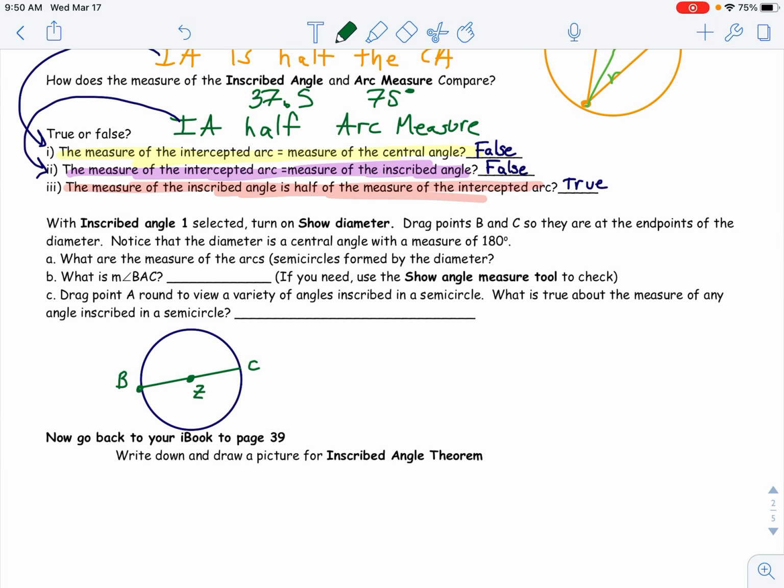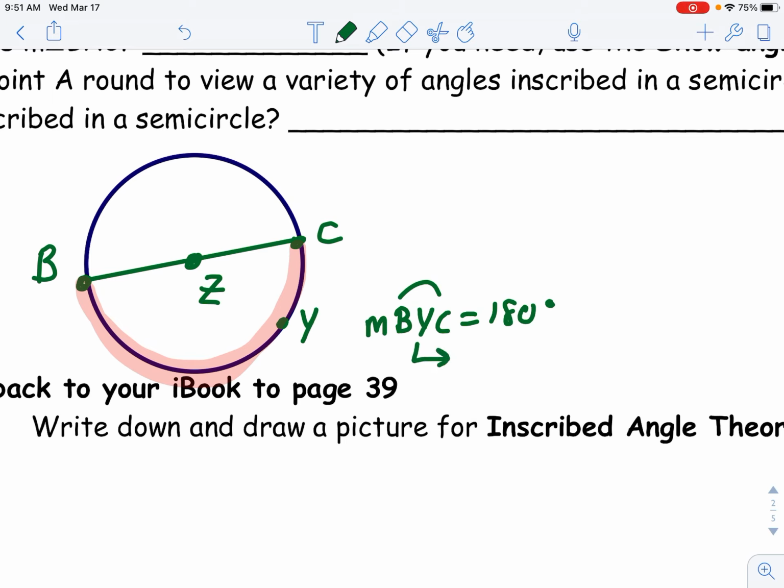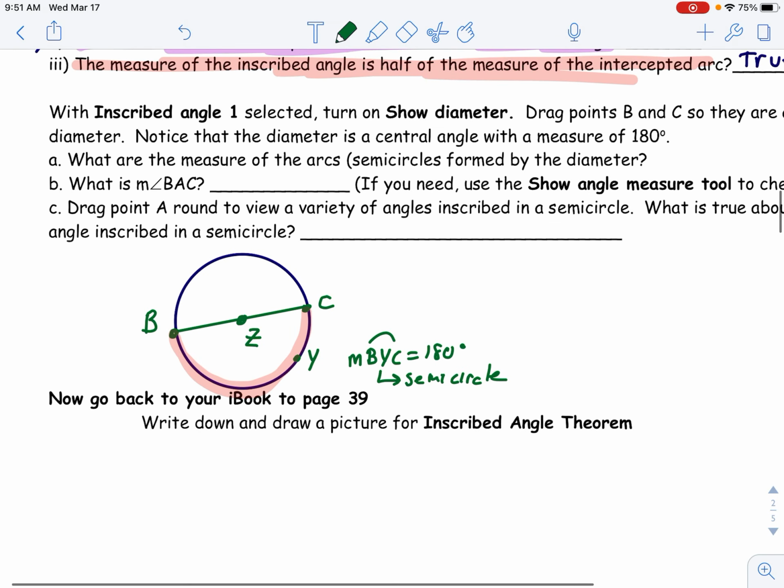So something to talk about first is, let's even pick another point just for fun. We'll call that Y. So looking at this arc right here, the measure of arc BYC is 180 degrees because it is a semicircle. It's bounded by a diameter. It's half of the circle, a semicircle, 180 degrees.